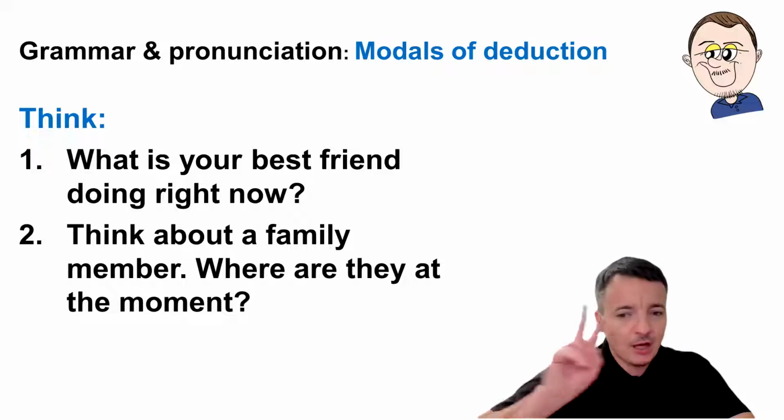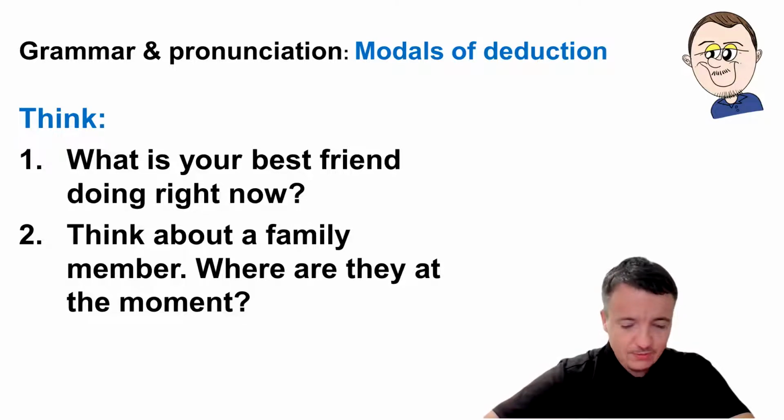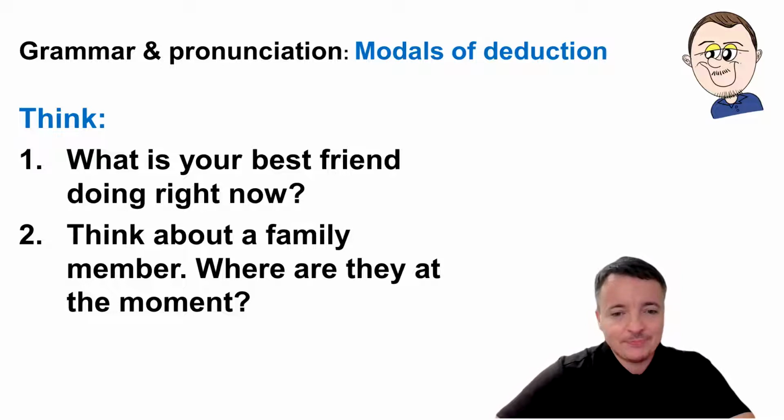Okay. Number two, think about a family member. Where are they at the moment? Okay, my father. Okay, he's definitely in the UK. In the kitchen? I don't know. I don't know. Different time zone. Maybe he's in bed. Okay. Have a think. We'll check this later.